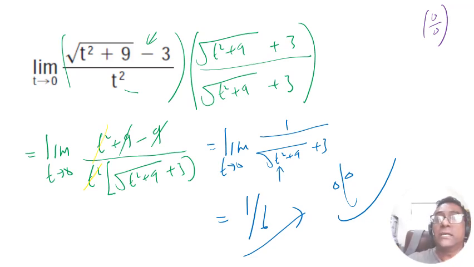Rationalization. Like I said, you get something funky like this, 0 over 0. Be inspired. Let's see what little tricks or techniques we can employ to progress with this problem. Very nice.